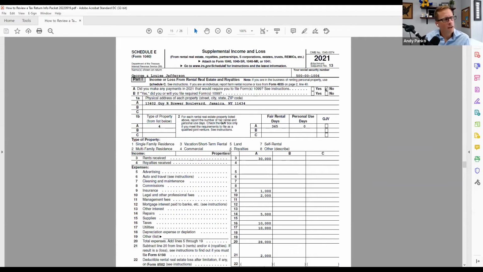Here in George and Wheezy's case, they own the dry cleaner that George used to own. They now own the building and rent it out.